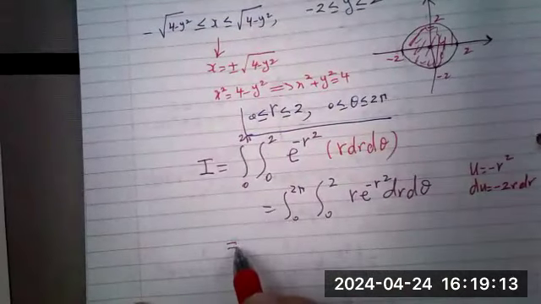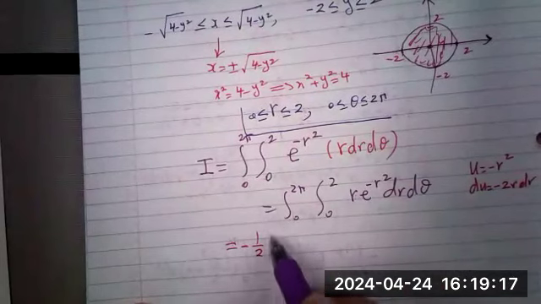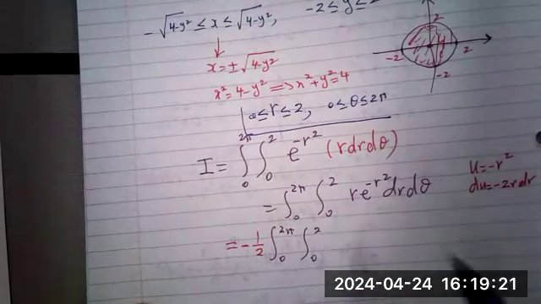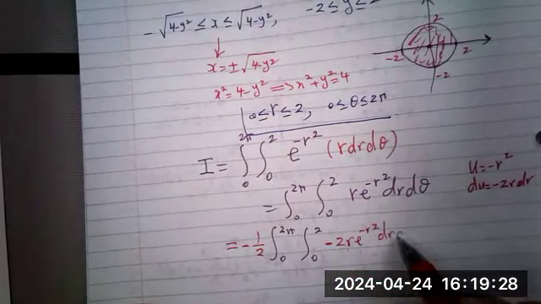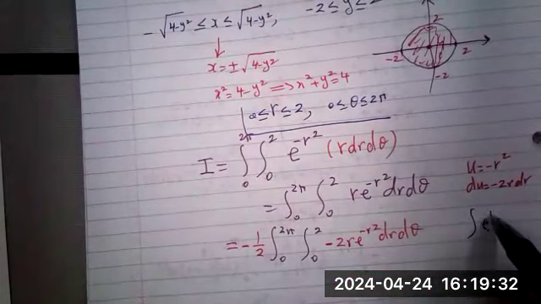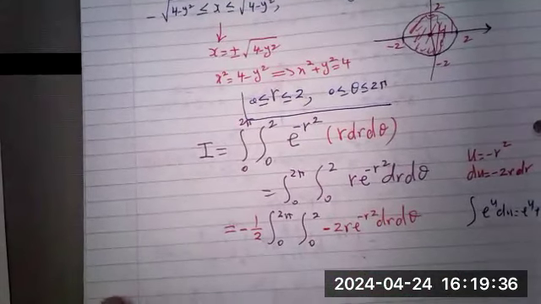I want to put a -2 over here, so I divide the outside by 2. So this is the way I'm going to rewrite it: -1/2 integral 0 to 2 pi, integral 0 to 2. Now I put the -2 here: -2r e to the negative r squared dr dθ. So this would be like e to the u. Exponential function would be exponential function. It's e to the negative u.